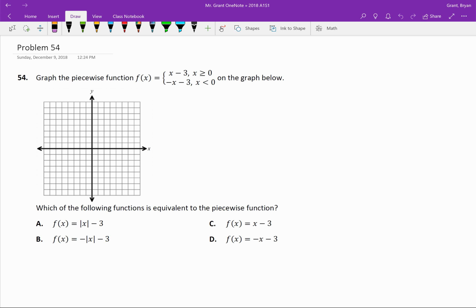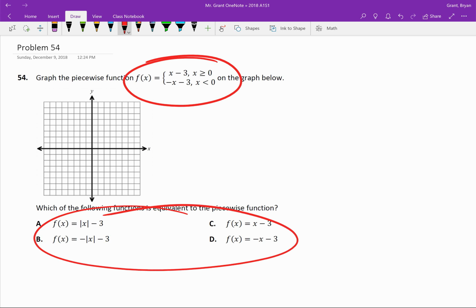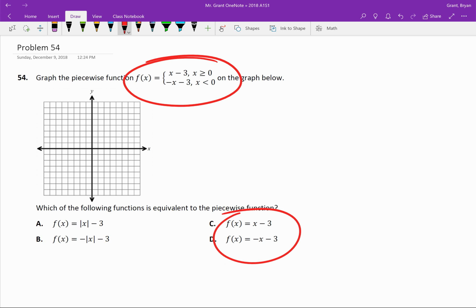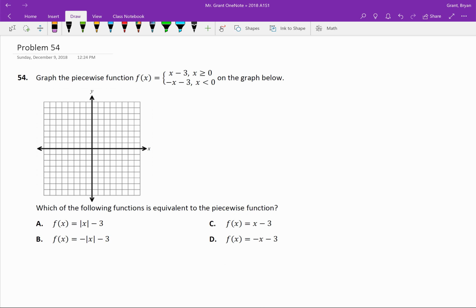Welcome back to your Algebra 1 Semester 1 final exam review. Problem 54 for this year looks at the piecewise function that's here. What we're going to do is, after we graph the piecewise function, figure out which of these absolute value equations, or regular lines, matches with the piecewise function. That's a really important connection, being able to relate absolute value back to piecewise. It's pretty important, especially once we get to solving those absolute value equations.